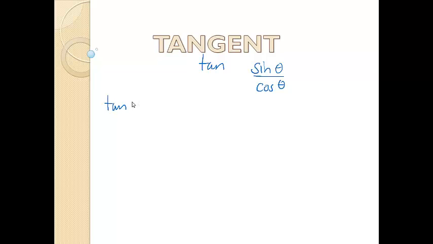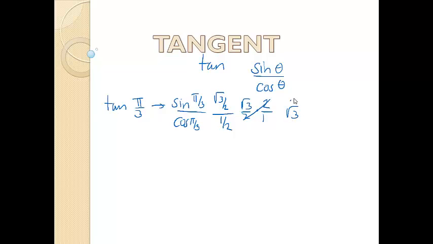Let's say I have the tangent of pi over 3. What I'm going to do, it's going to be equivalent to the sine of pi over 3 divided by the cosine of pi over 3. So the sine of pi over 3 is going to be square root of 3 over 2. And then the cosine of pi over 3 is 1/2. And then since I have two fractions being divided, I'm going to multiply by the reciprocal. So the square root of 3 over 2 times 2 over 1. 2's cancel. I end up getting the square root of 3.